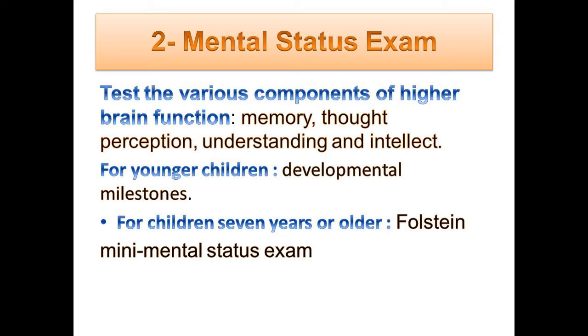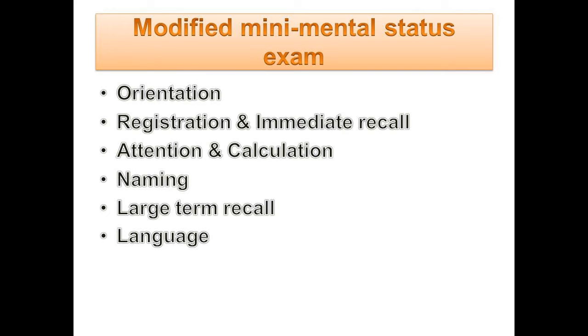For children 7 years or older, a more formal screening test such as the Folstein Mini Mental Status Exam may be used. Modified versions of the mental status exam are available for children. The components of the Mini Mental Status Exam are designed to allow evaluation of cortical function. Higher functions usually require integration of several areas.